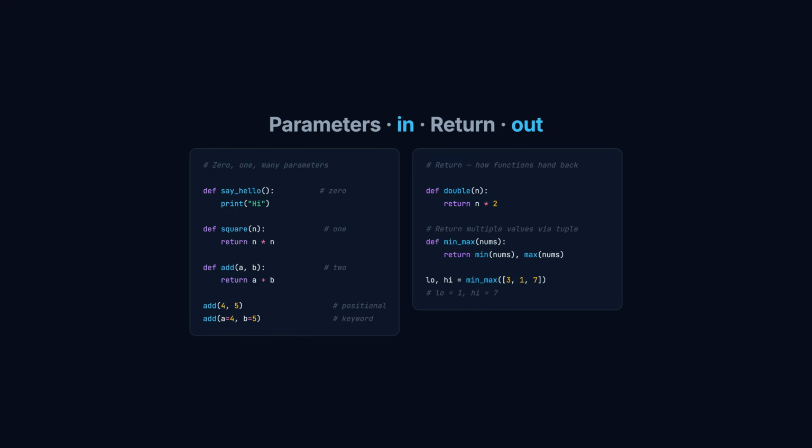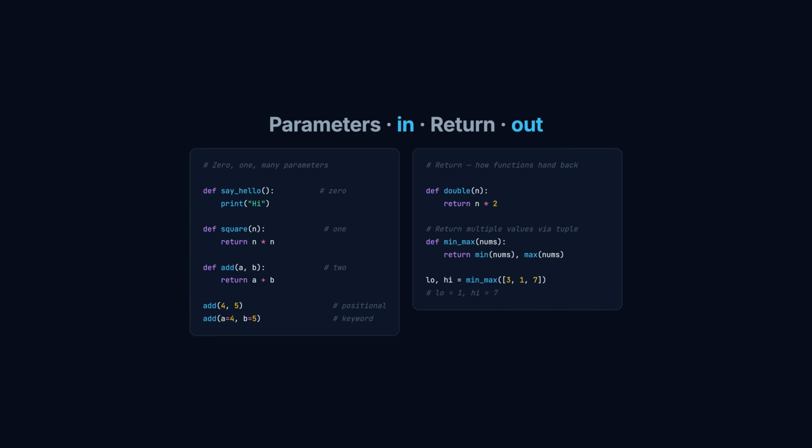Here is a neat trick. You can return more than one value by returning a tuple, a comma-separated pair. def min_max, return min of numbers, comma, max of numbers. At the call site, you unpack into 2 variables on one line. lo, hi = min_max of the list 3, 1, 7. lo is 1. hi is 7. 1 call, 2 values, 0 noise.